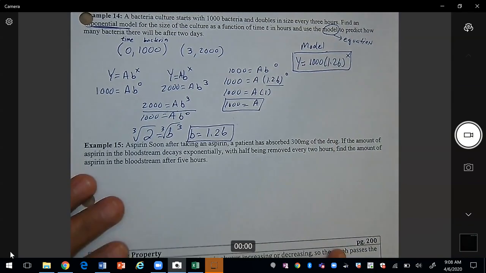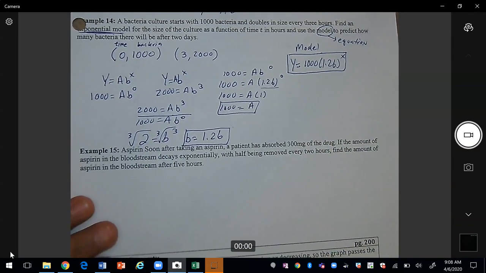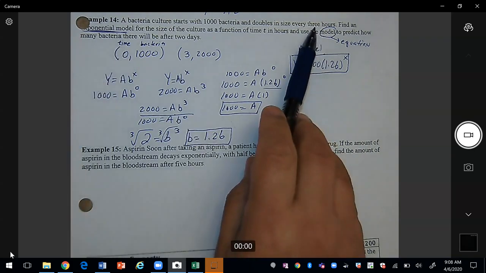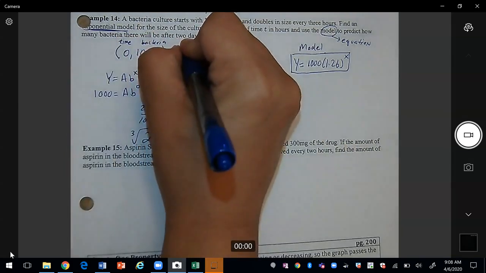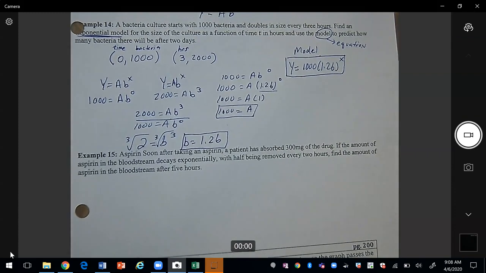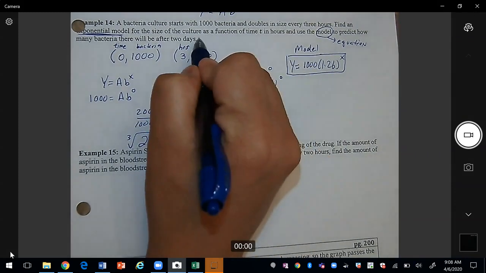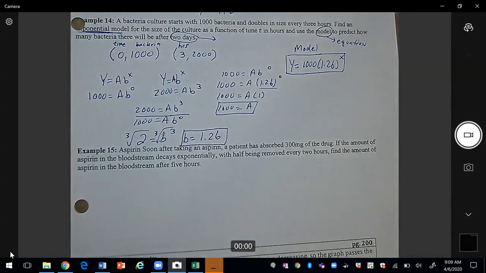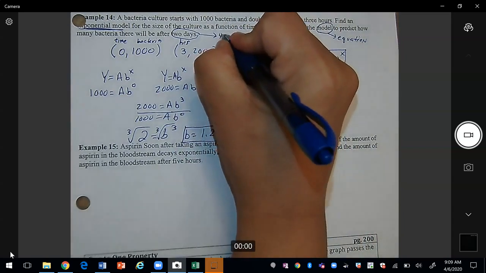Once we have a model, then we can predict how much bacteria there will be after 2 days. So it's important here to know that your time is in hours. So note it says 3 hours. So this is hours. And the reason it's important is because now they want us to predict after 2 days. Well, how many hours is in 2 days? So that's going to be 48 hours.